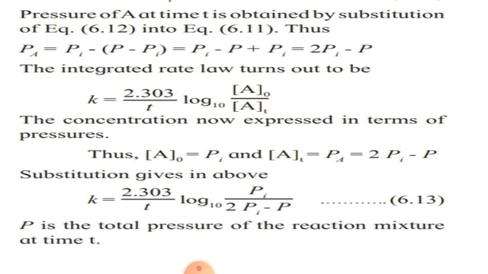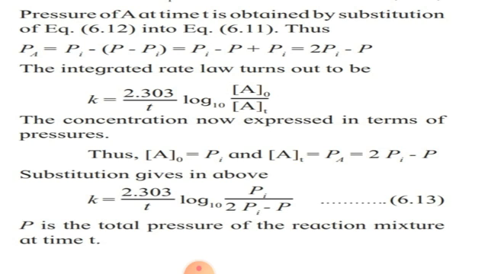Let us substitute it in the integrated rate law equation. Then we get the equation k is equal to 2.303 upon t log to the base 10 of Pi upon 2Pi minus P.